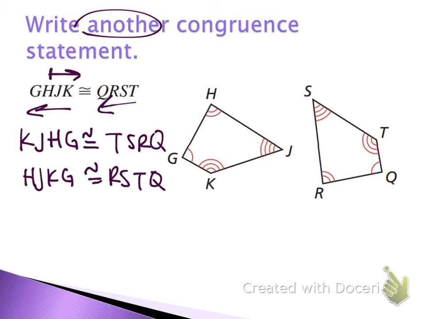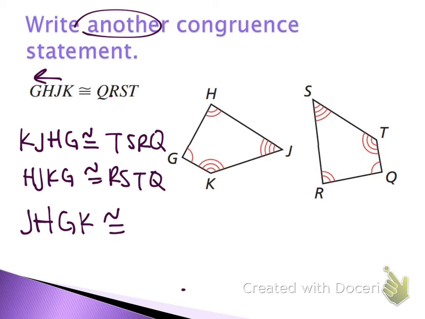J, H, G. What? J, H. There's so much. Do you see why I did not want to look at this? J, H, G, K is congruent to S, R, Q, T. So does anybody want to say theirs to make sure they got it right? H, G, K, J, R, Q, T, S. Okay. I don't like that one.